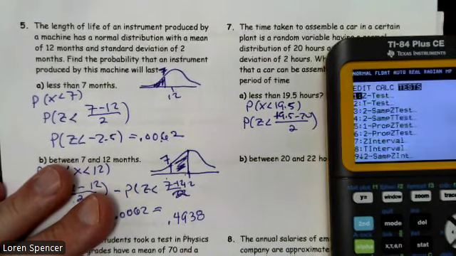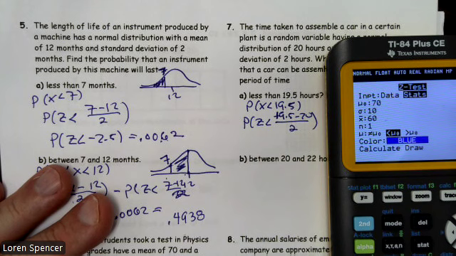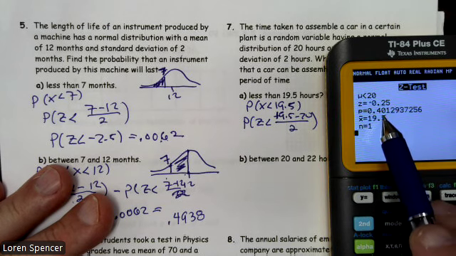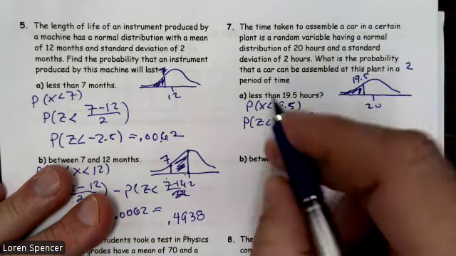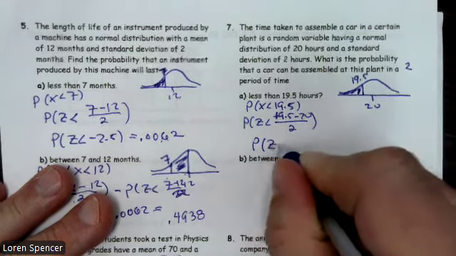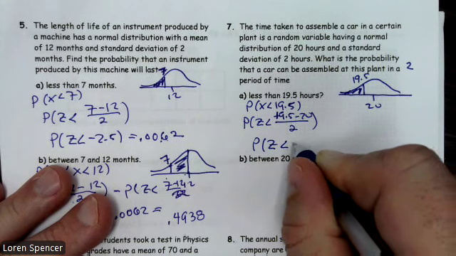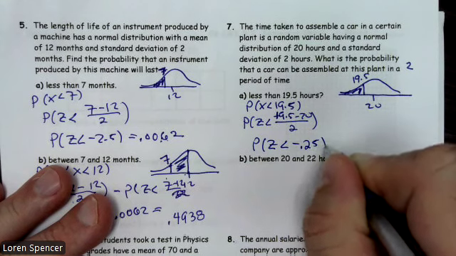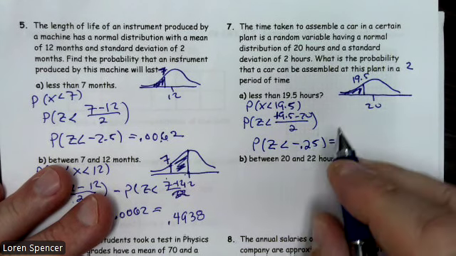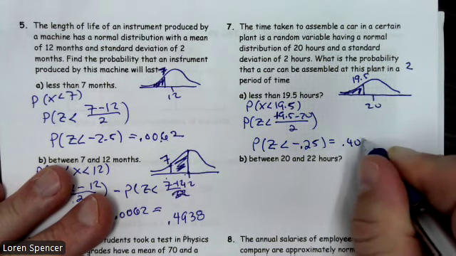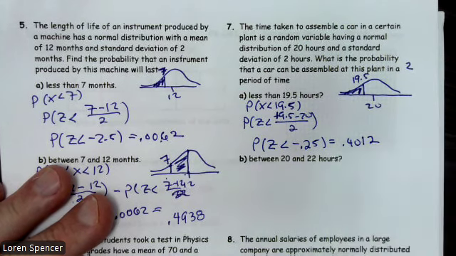Stat test, Z test, mean of 20, standard deviation of 2. We have an X of 19.5. And we get a Z score of negative 0.25. The probability that Z is less than negative 0.25 equals 0.4012.